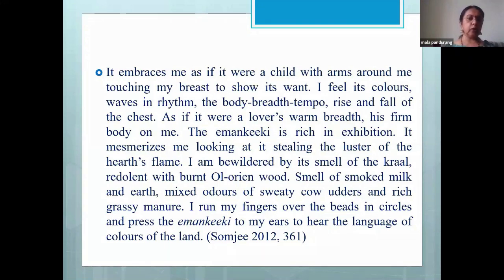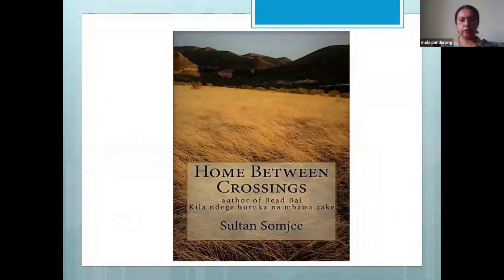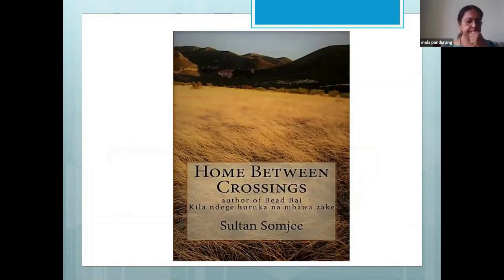Somjee does not shy away from the two-facedness of the community on questions of race and integration and takes up the contentious theme of racial prejudice in his next novel, Home Between Crossing, where he uses the trope of the kanga cloth as a possible bridge to deal with the complex dynamics of African-Asian relationships. And so I come to his second text, Home Between Crossing. This continues with the life of Sakina. She is now known as Moti Bai, indicating a total identification with the beads as part of her life.